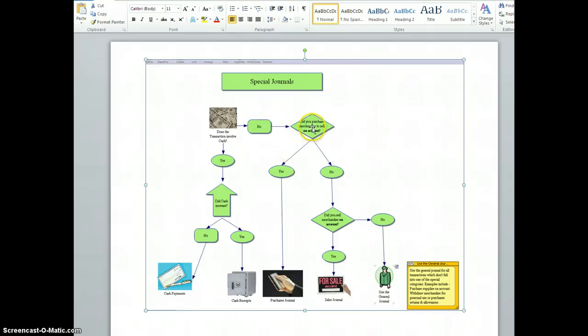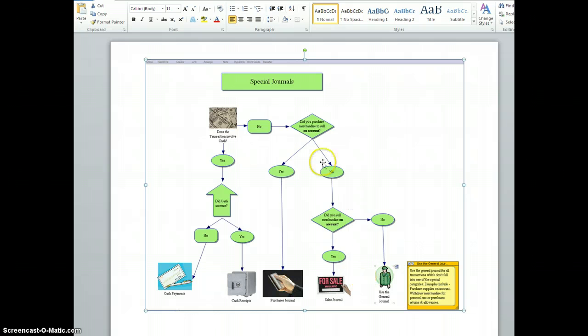then the next question you want to find out is, did you purchase merchandise to sell on account? And if the answer is yes, then you're going to use the purchases journal. If the answer is no, then you have to say, did you sell merchandise on account? And if you did sell merchandise on account, you'll use your sales journal, and we'll get into that in a later chapter.